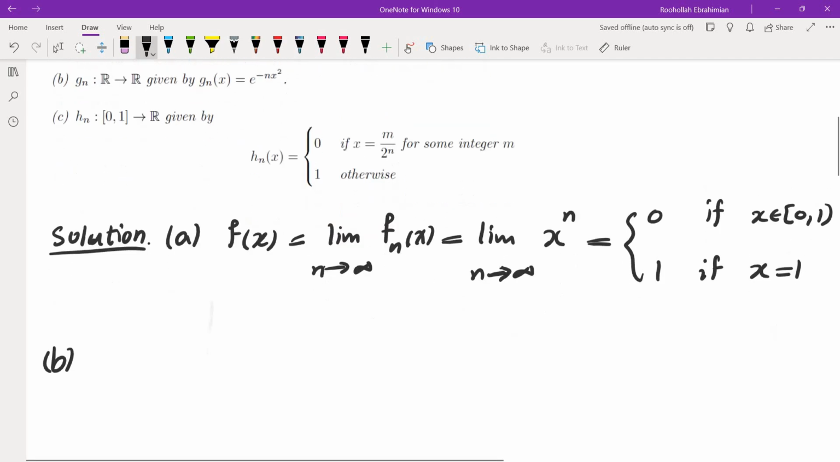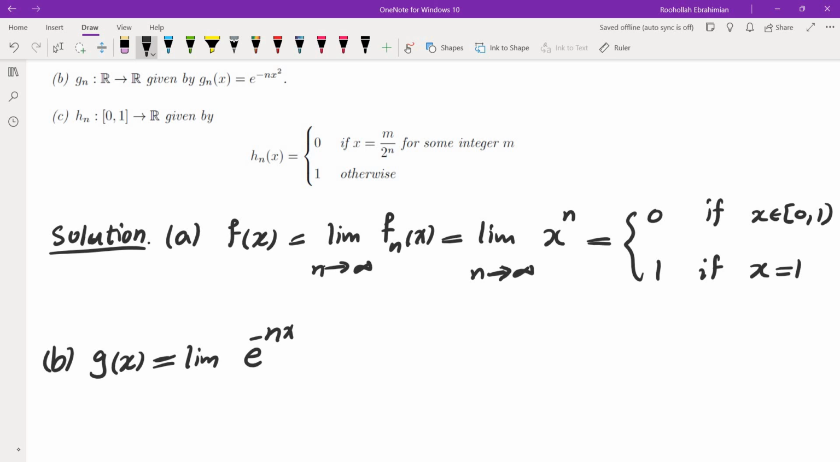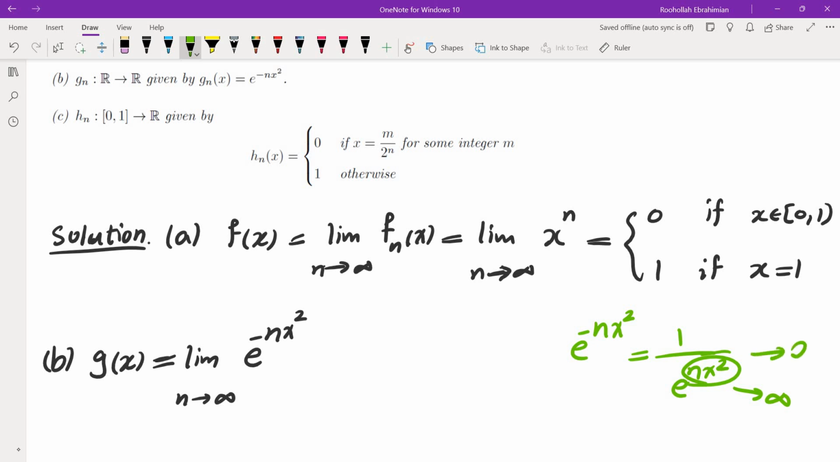Part B is asking us to find the limit of a different sequence. So this one is the limit of the sequence e to the power of negative n x squared as n approaches infinity. Okay, so as n approaches infinity, n x squared approaches infinity. Negative of that approaches negative infinity. So e to the power of negative n x squared is 1 over e to the n x squared. And n x squared approaches infinity, and e to the infinity would be infinity, so this would approach 0.